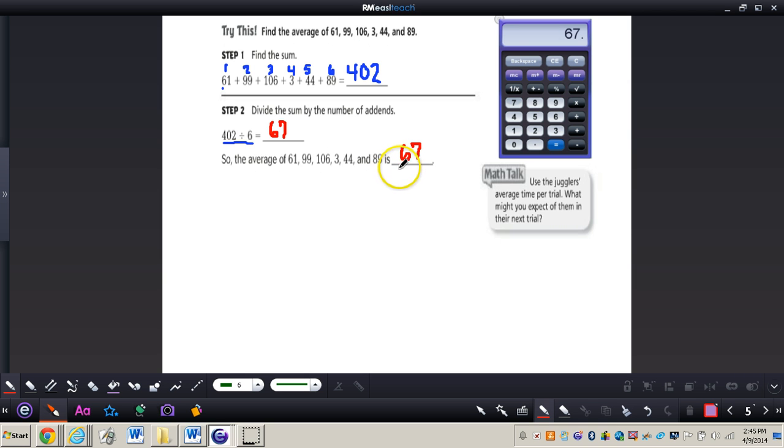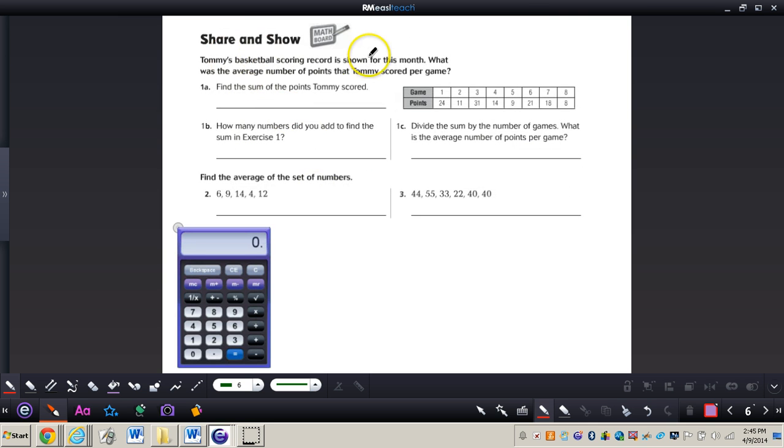Okay, so let's take a look at the share and show section on 286. I'd like you to say share and show section 3 times fast. It's a little tricky. Okay, so on 286, it says Tommy's basketball scoring record is shown for this month. What is the average number of points that Tommy scored per game?